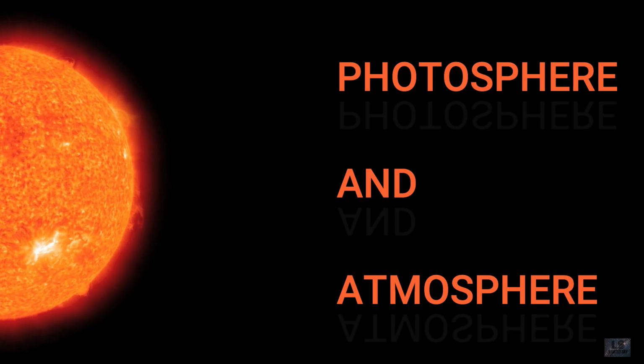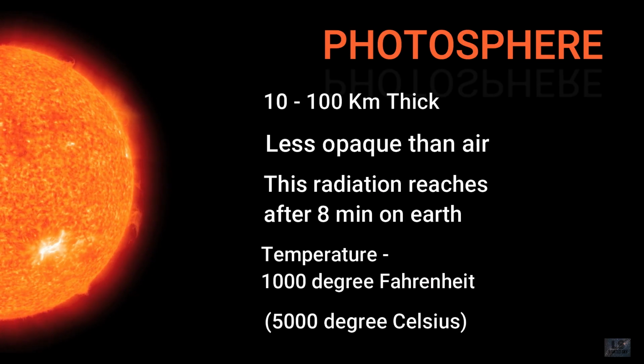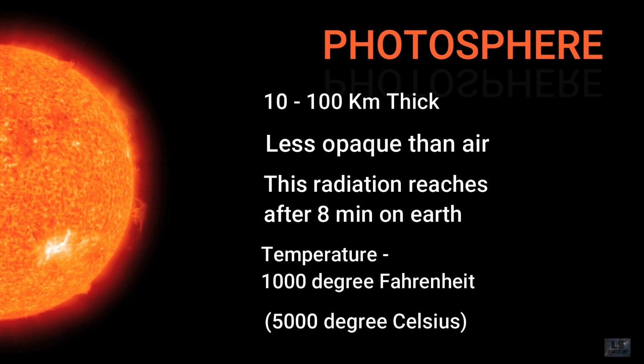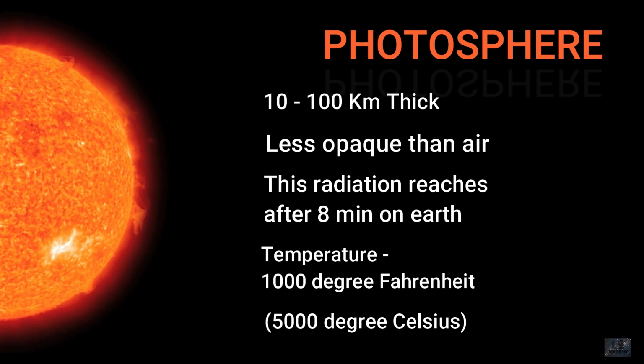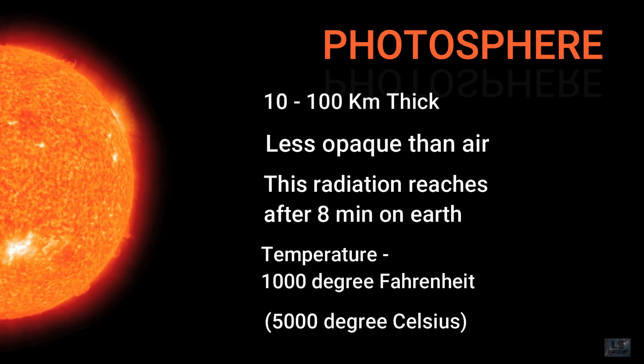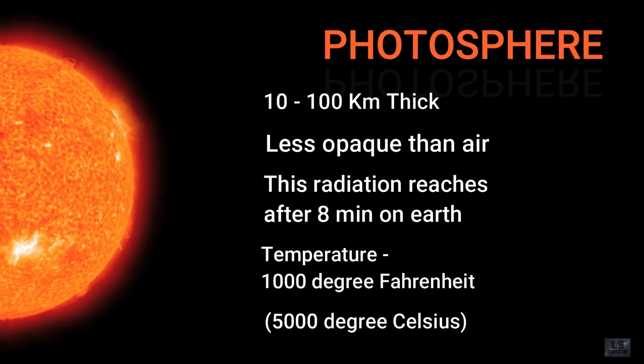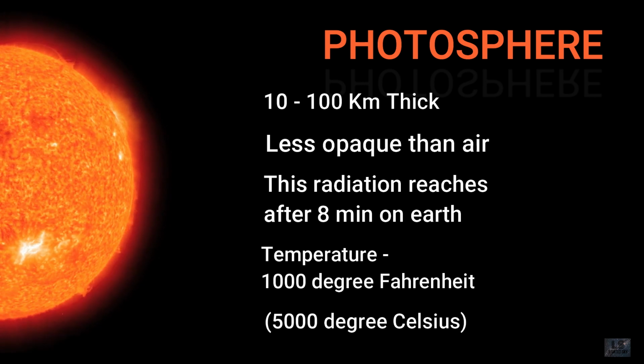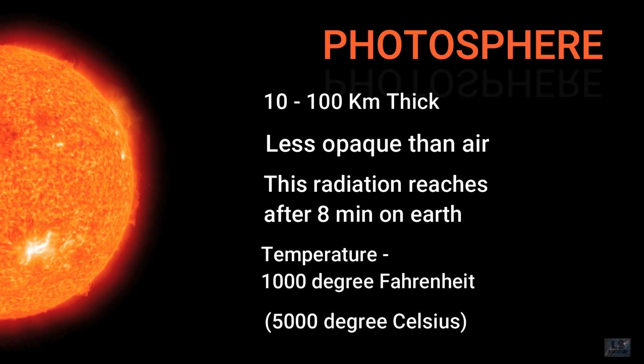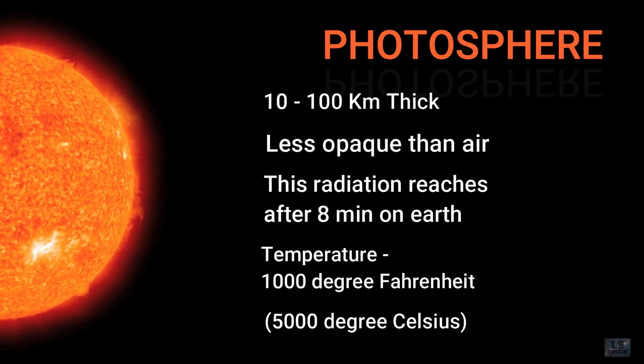The photosphere is 10 to hundreds of kilometers thick and is slightly less opaque than air on Earth. We see this radiation from the photosphere as sunlight when it reaches Earth about 8 minutes after it leaves the sun. The temperature of the photosphere is about 10,000 degrees Fahrenheit, which is about 5500 degrees Celsius.